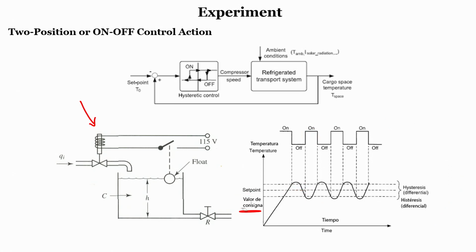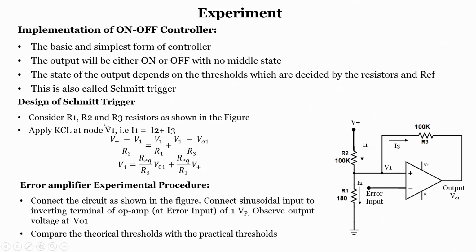So, if you go to the next slide, we find that if you want to implement this on-off controller, it is the basic and simplest form of controller, very easy to design. The output will be either on or off, and there is no middle state. The state of the output depends on thresholds which are decided by resistors and a reference. This is also called a Schmitt trigger. We have seen Schmitt trigger circuits earlier as well: the inverting Schmitt trigger and the non-inverting Schmitt trigger.